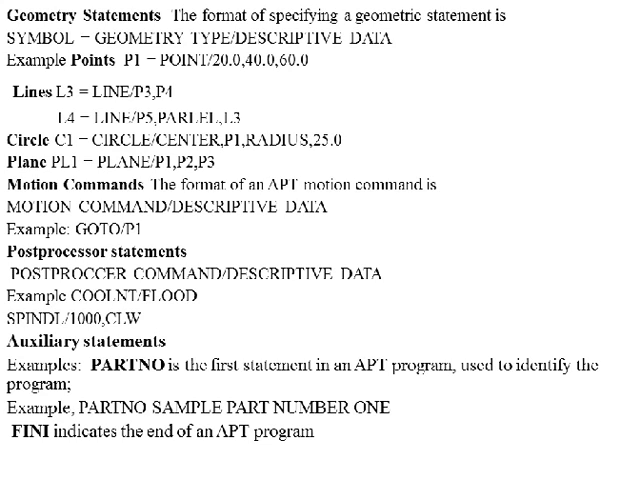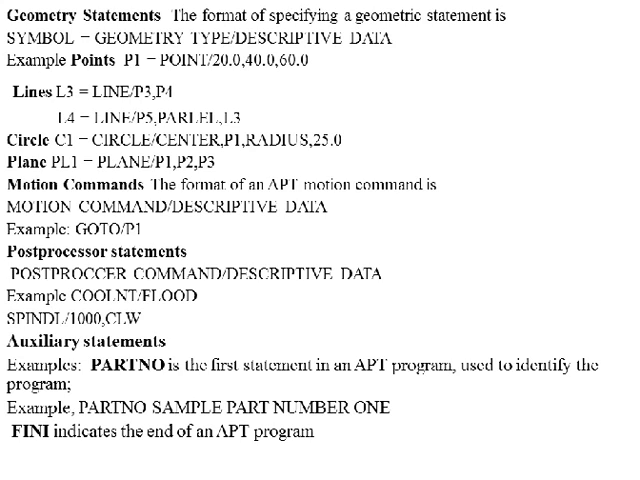So, geometry statements. The format for specifying geometric statements is: symbol is equal to geometry type slash descriptive type. This is the format in which we specify a geometric statement. For example, if we want to specify a point in a given work, the point is indicated as P1 if it is the first point. If it is the second point, it may be indicated as P2, P3 if it is the third point, and so on.